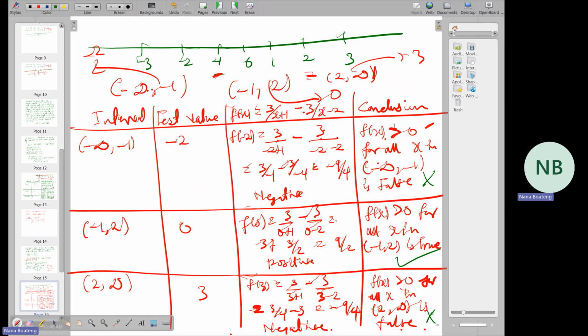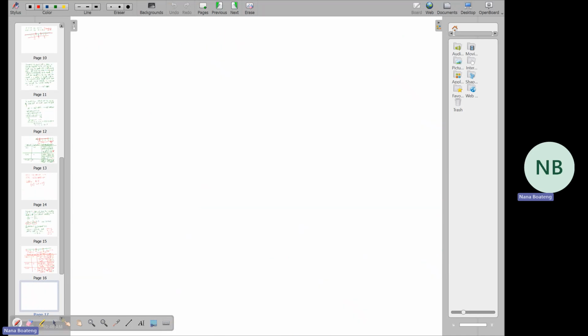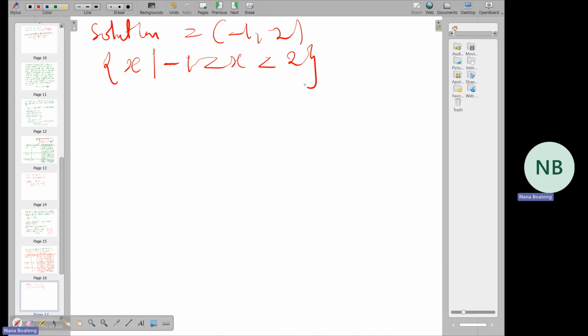Okay, so on the number line, f of x is greater than 0 only in the interval -1 to 2. So our solution set will be f of x is between -1 and 2. So let's write that down. Our solution set will be equal to (-1, 2), or x is such that -1 is less than x, and x is less than 2. So this should be our solution set.